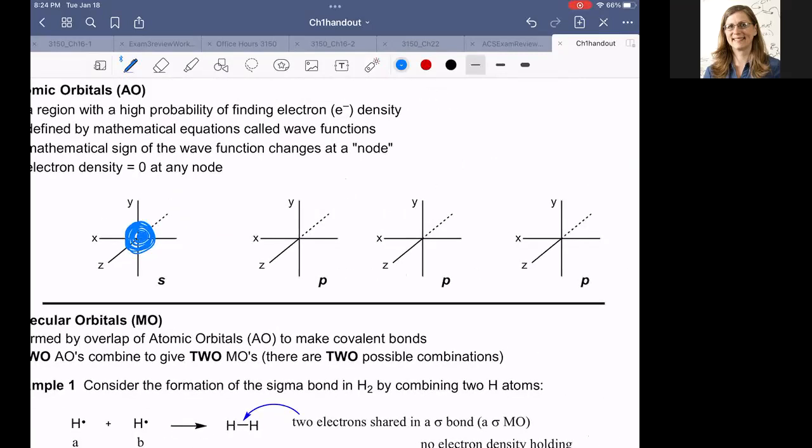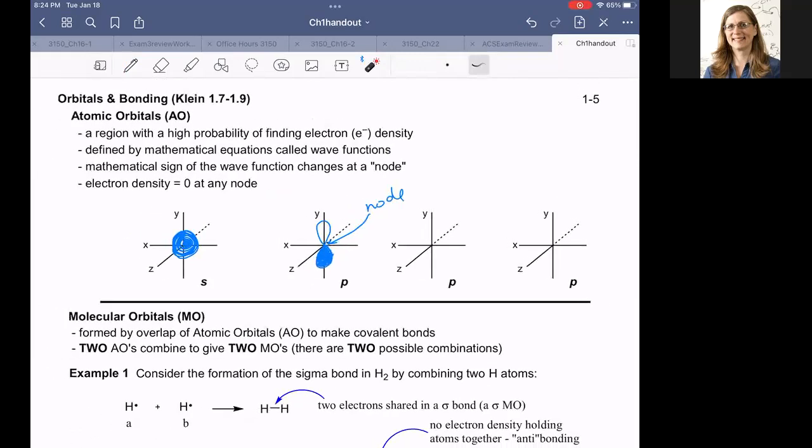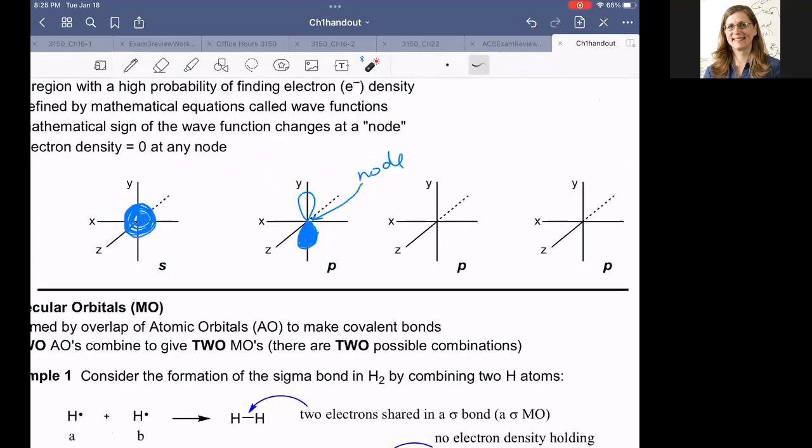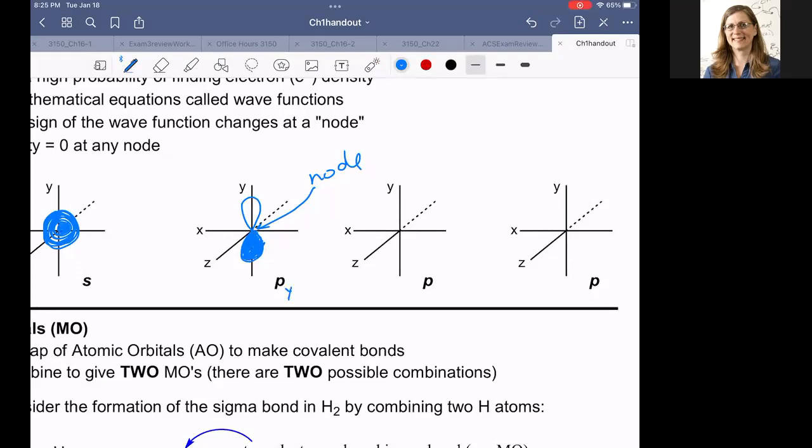You could have a p orbital that is aligned along the y axis, so it has two lobes like this, and we usually shade in one lobe. Doesn't matter which is shaded and which isn't. What we're doing here by showing different colors is we're showing the mathematical sign of those wave functions, and every p orbital has a node, and a node is where the mathematical sign changes, right? So in passing from this lobe to this lobe, you're changing the sign. So we describe this point as a node, and that is a place where we are not expecting to find any electron density. So that's zero at a node. So this we could describe as the PY, so it's oriented along the Y axis.